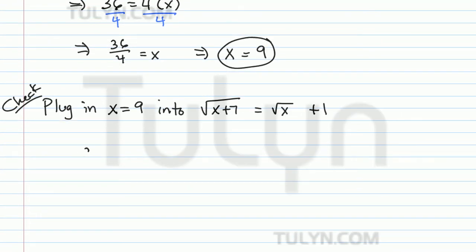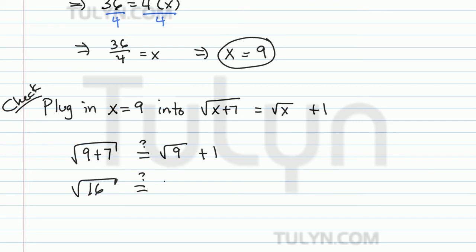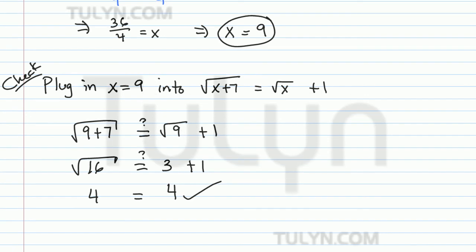So let's do that. You want to check whether the square root of 9 plus 7 is equal to the square root of 9 plus 1. And remember, if I put a little question mark over the equal sign, that means that I'm not asserting that it's true. I'm just checking to see. 9 plus 7 is 16, so we want to check whether the square root of 16 is the square root of 9, 3, plus 1. So we want to check 4 is equal to 3 plus 1, which is 4. And as it turns out, it's actually true. So on that last line, I can leave the little question mark out because we know for sure. So x equals 9 is the solution to the equation.